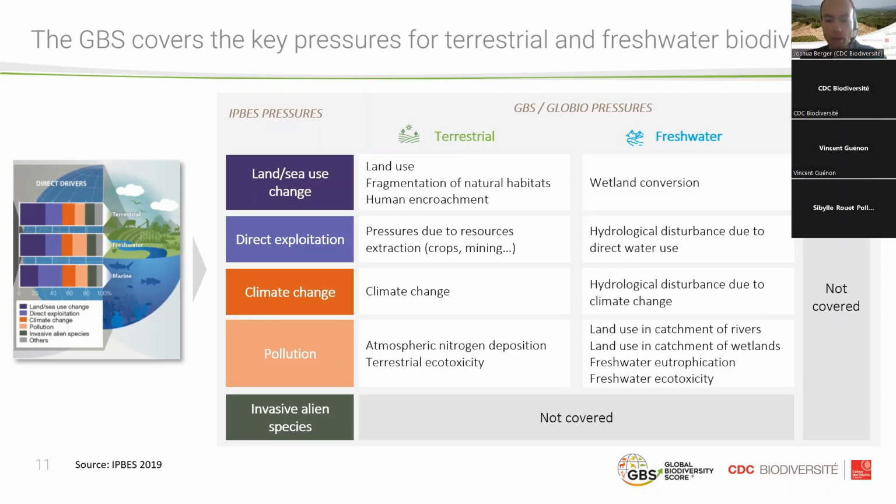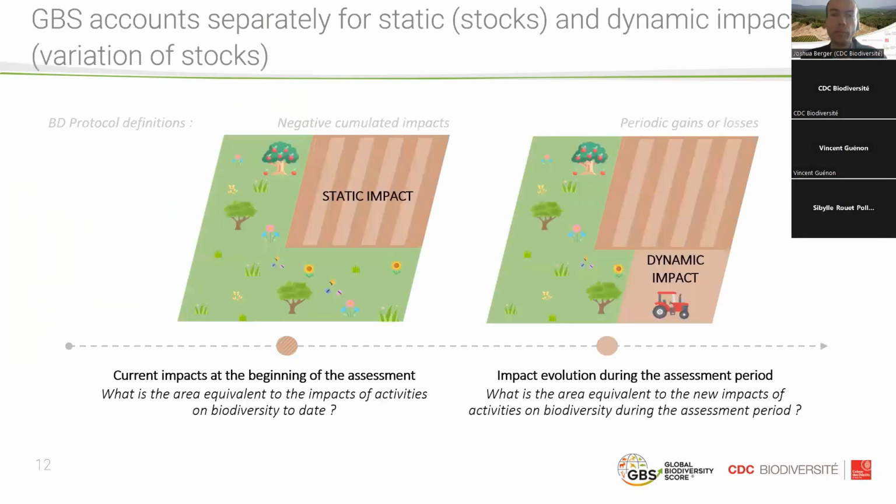On the next two slides, I'm going to talk about two concepts that are critical. So the first one is about accounting of stocks and variation of stocks. For climate, we focus on the greenhouse gas emissions and not so much on the cumulated emissions from the past. For biodiversity, it's key to focus on that. So on the left, you've got a chart showing the situation at the beginning of a fictitious assessment. You've got cropland and pastures. So the cropland is not an undisturbed ecosystem. So you have negative cumulated impacts, and that's what we call a static impact.